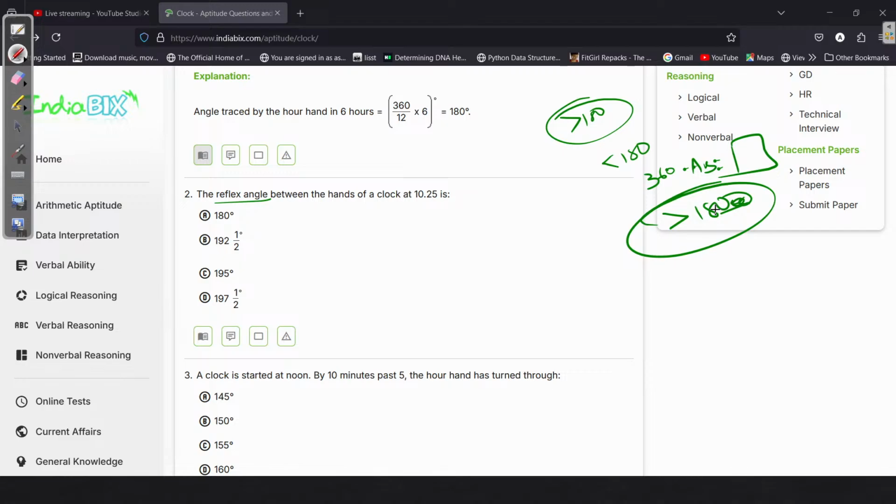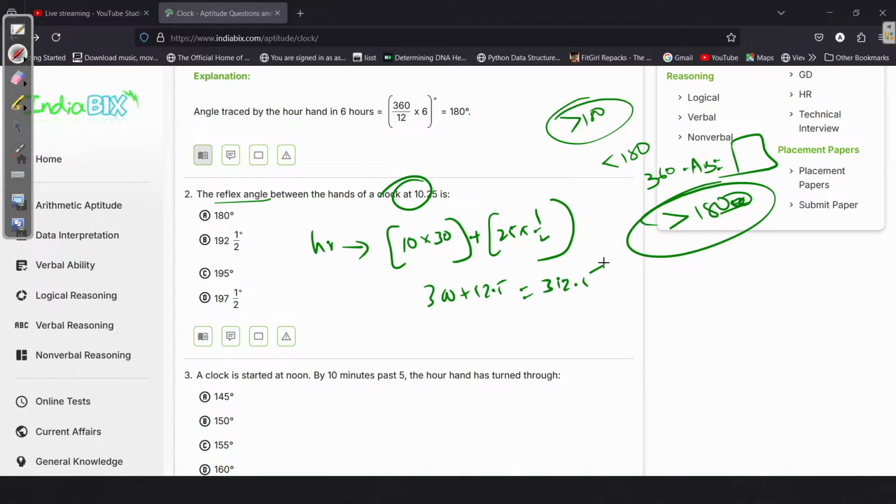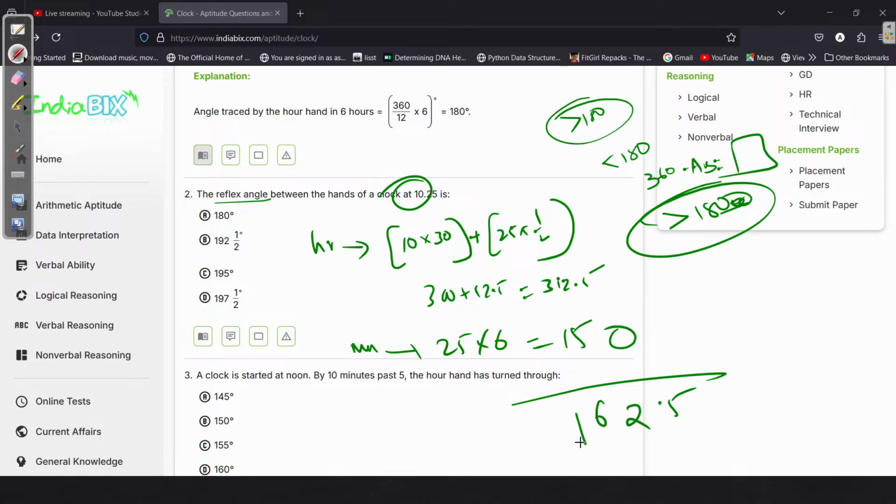Now see how you are going to find this one. First of all, try to find the angle made by the hour hand. The angle made by the hour hand is hours into 30 plus minutes into 0.5. So it's going to be 300 plus 12.5, which is 312.5. That is the angle made by the hour hand. Then find the angle made by the minute hand, simply minutes into 6. Subtract one from the other and you will get your answer. You got around 162.5.